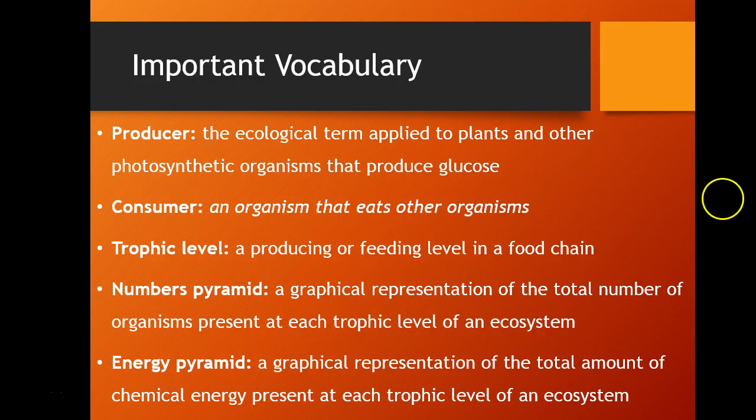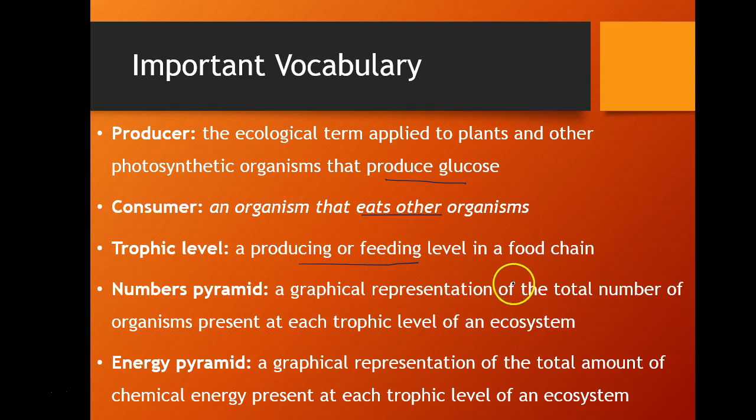Okay, so here's some important vocabulary. We have producers, which are organisms that produce glucose from sun energy. We have consumers, an organism that eats another organism. We have trophic level, which is again the producing or feeding level in a food chain.